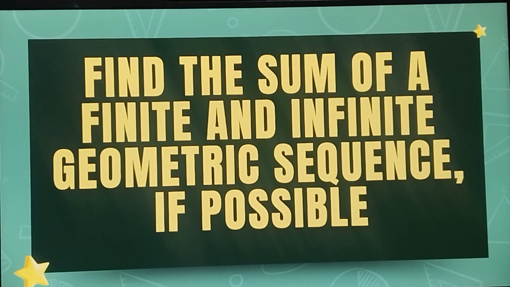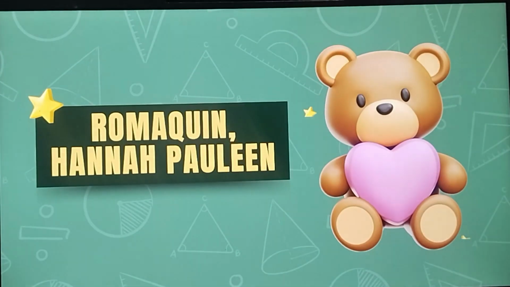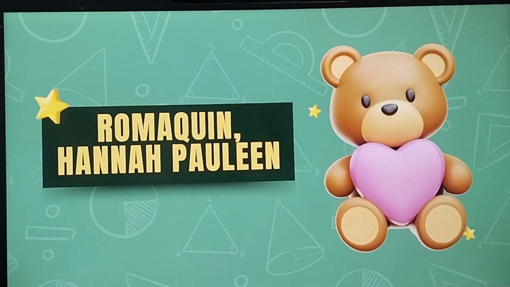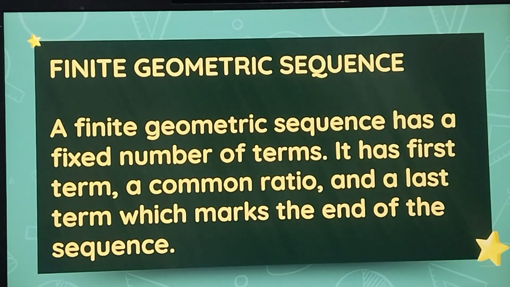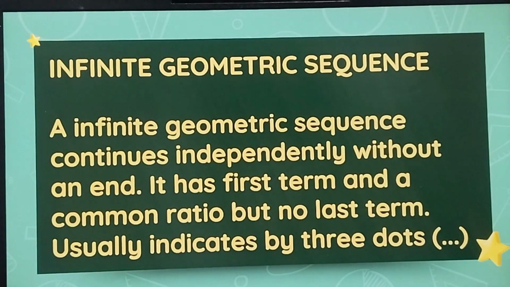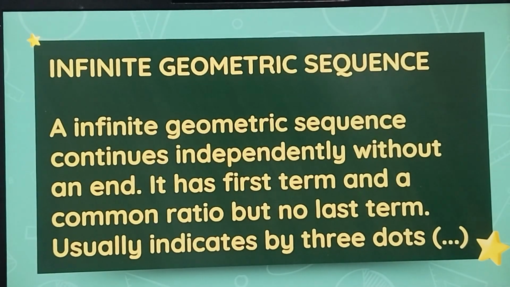So our last objective is to find the sum of a finite and infinite geometric sequence if possible. This will be reported by Pauleen Romaquin, which is me. So what is the difference between finite and infinite? A finite geometric sequence has a fixed number of terms. It has a first term, a common ratio, and a last term, which marks the end of the sequence. And an infinite geometric sequence is continuous, without an end. It has a first term and a common ratio but no last term. It is usually indicated by 3 dots.